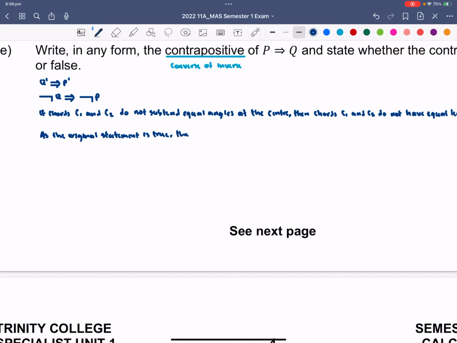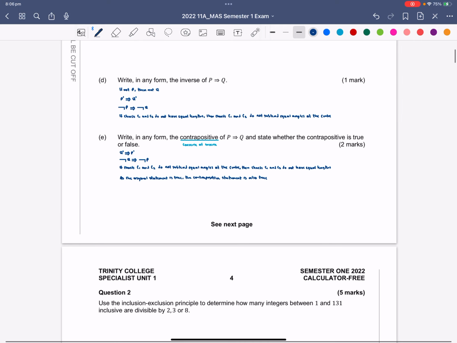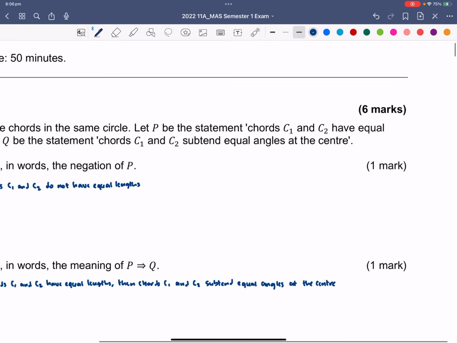So I'll just say, as the original statement is true, the contrapositive statement is also true. They're logically equivalent. The contrapositive is logically equivalent to the original statement. And just PS, not that the question is asking for it, I'll prove to you why it's true.